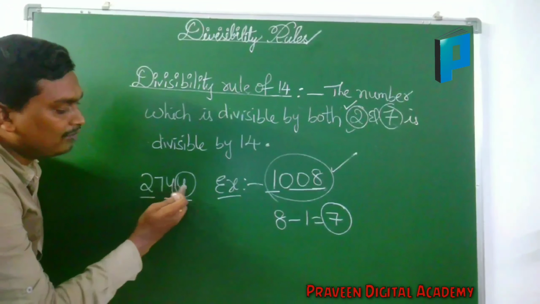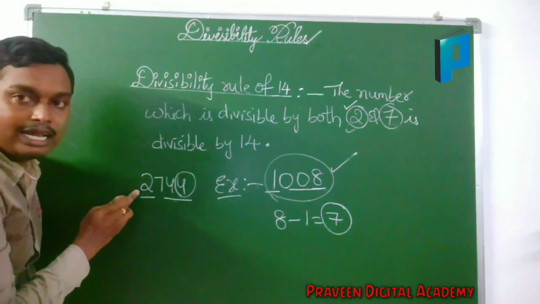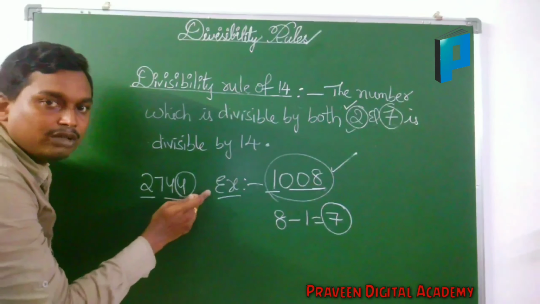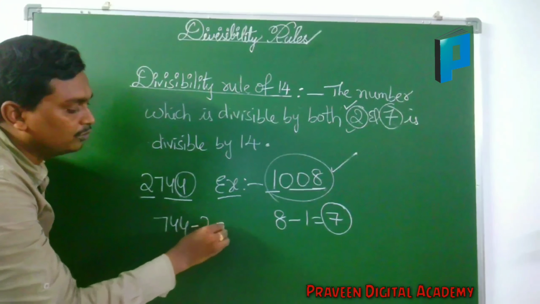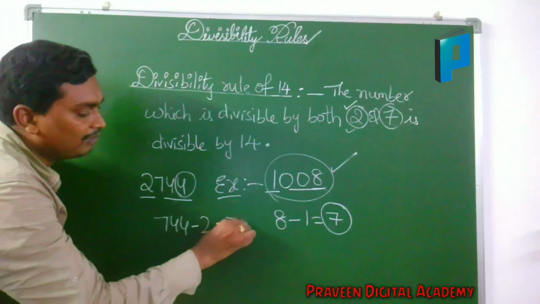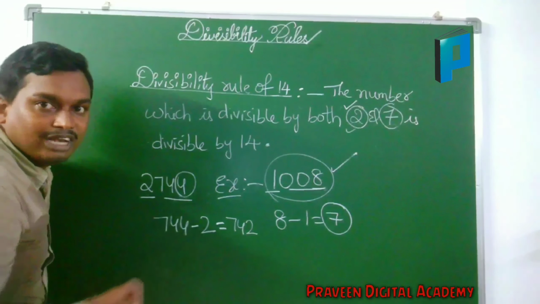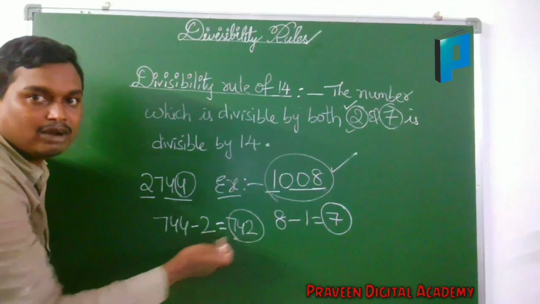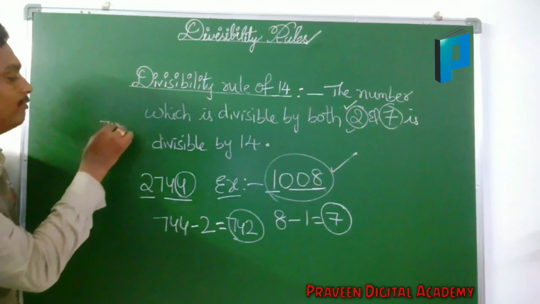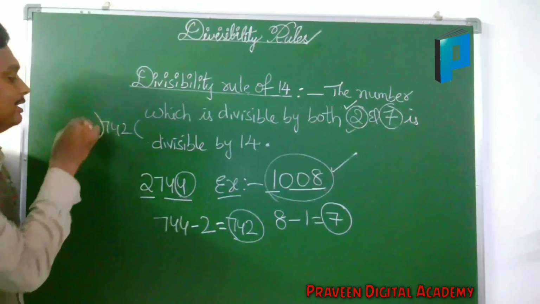Here we are having 744, and here we are having 2. 744 is the bigger one, so take 744 minus 2. What will we get here? 742. Now you should check whether this 742 is divisible by 7 or not. 742 is divisible by 7.